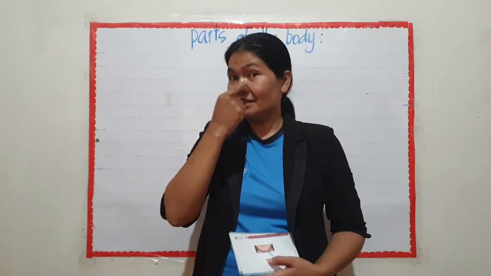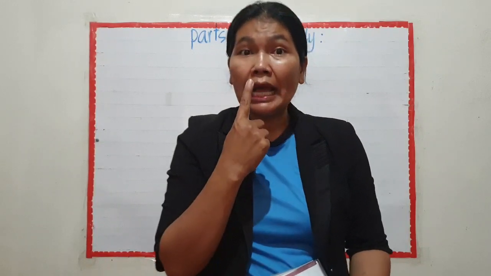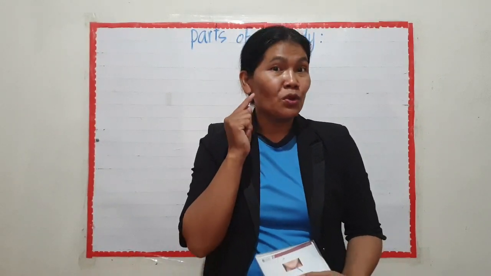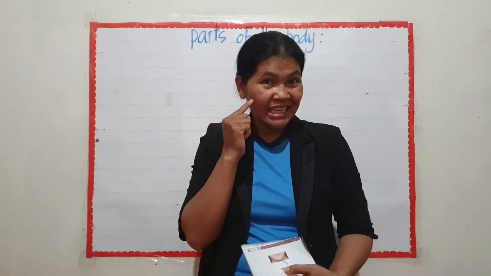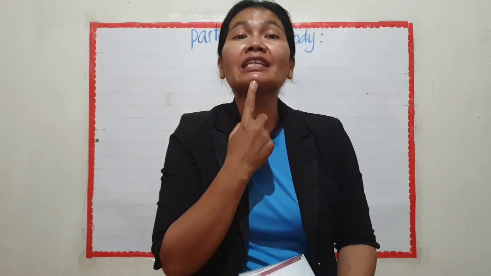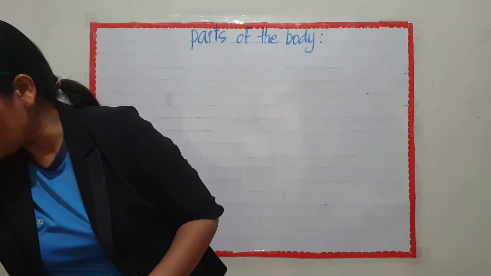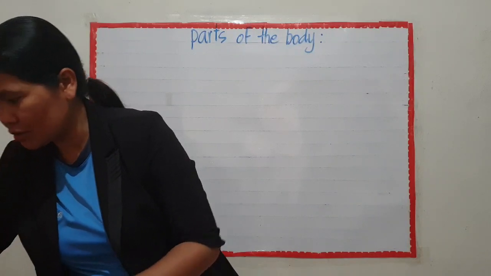Again, hair. Eye. These are my eyes. Ear. Nose. Mouth. Cheek. Teeth. And this one is chin. Good. Next, teacher will write all of these on the whiteboard. Don't worry, but teacher would like to show you first.